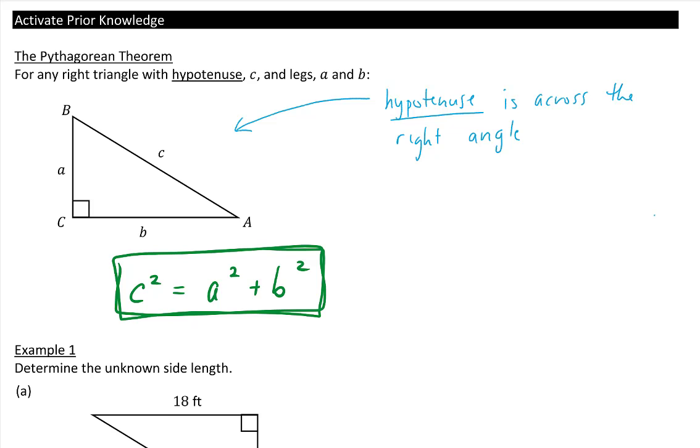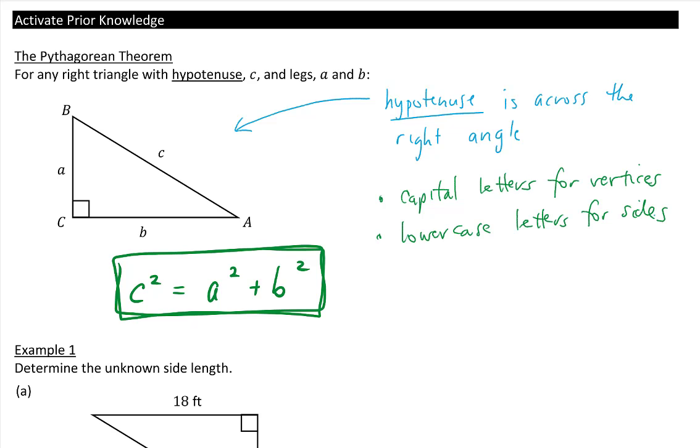Second thing you should note is that we're going to use capital letters for vertices and lowercase letters for sides. So you see that side C, which is given a lowercase letter, is going to be opposite vertex C, or angle C. Side B is given a lowercase letter, and that is opposite vertex B, or angle B. And we see that side A is given the lowercase letter a, and vertex A, the angle opposite to it, is given a capital A.